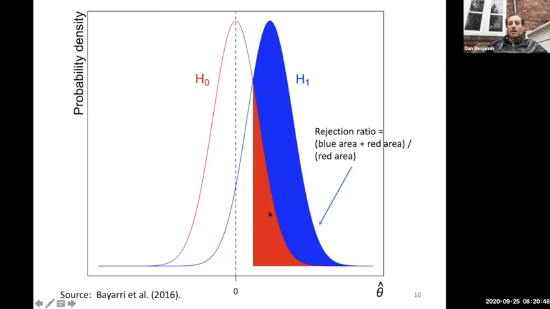So that's going to be this blue area plus the red area. The probability that we get a significant result if the null hypothesis is true is the area of the red curve to the right of this threshold. So that's the red region. And so the rejection ratio is the ratio of those two things. It's the blue area plus the red area divided by the red area. So it's the relative likelihood that we would end up in this region, getting this kind of estimate, a theta hat, which is significant if the alternative were true as opposed to the null.